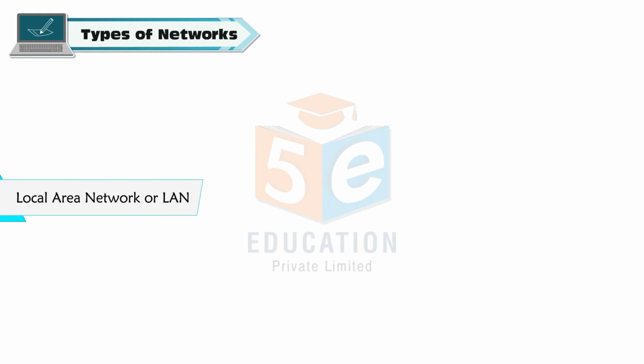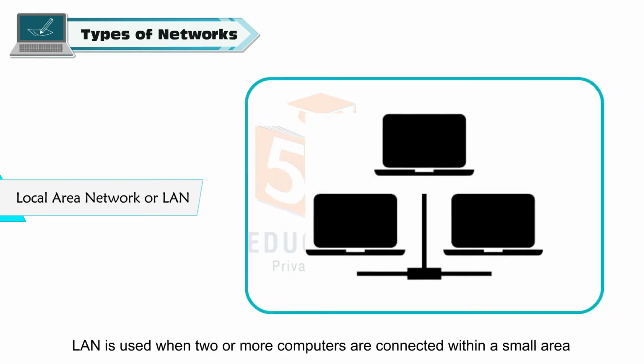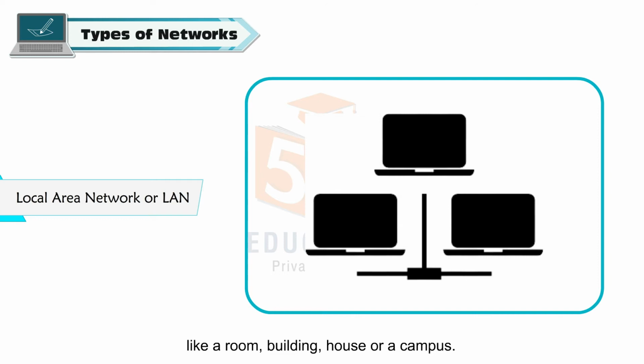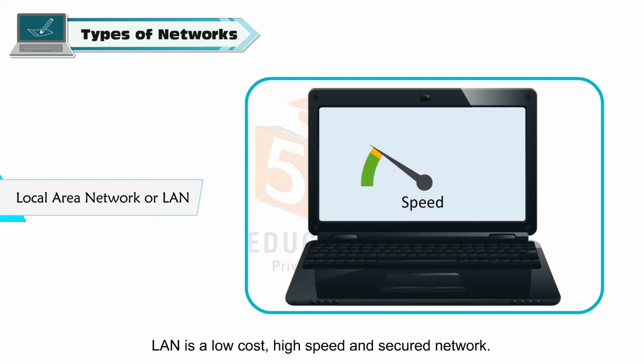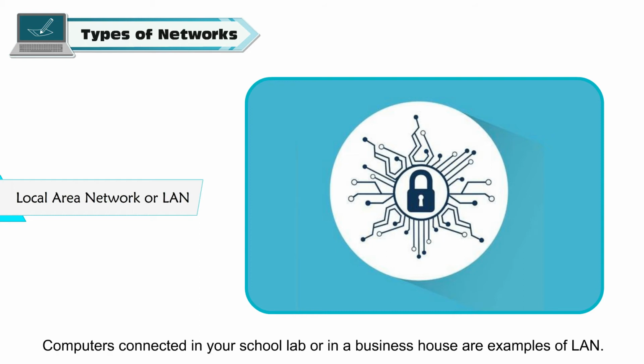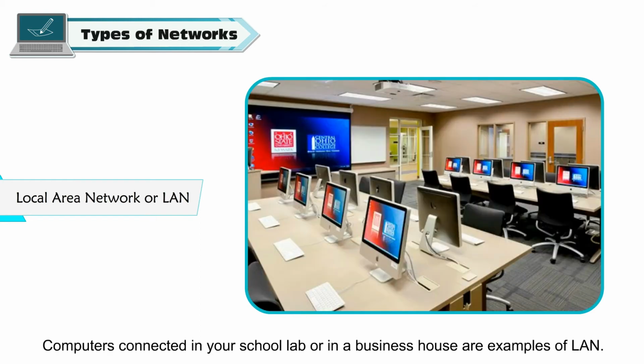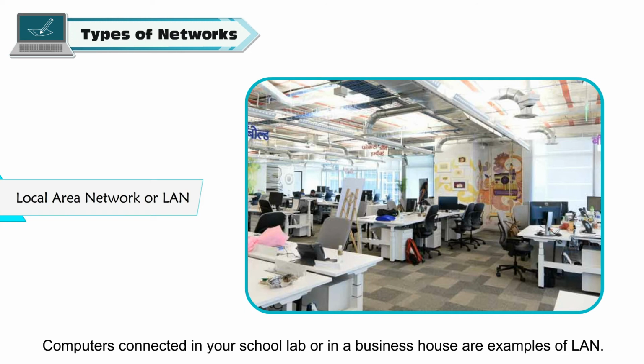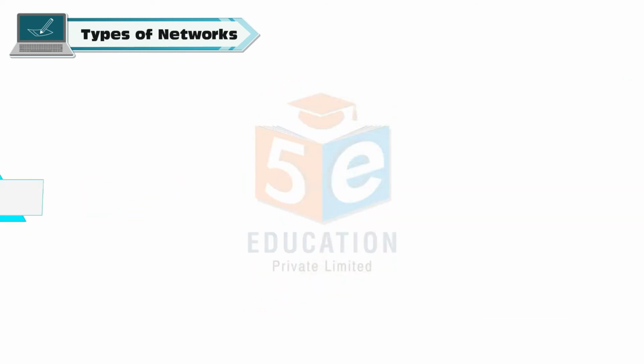Local area network or LAN. LAN is used when two or more computers are connected within a small area like a room, building, house or a campus. LAN is a low-cost, high-speed and secured network. LAN can cover an area within 10 kilometers. LAN can be wired or wireless. Computers connected in your school lab or in a business house are examples of LAN.